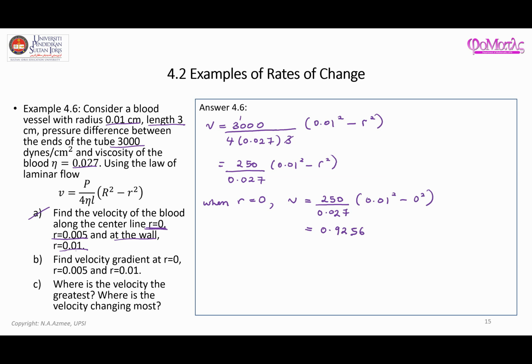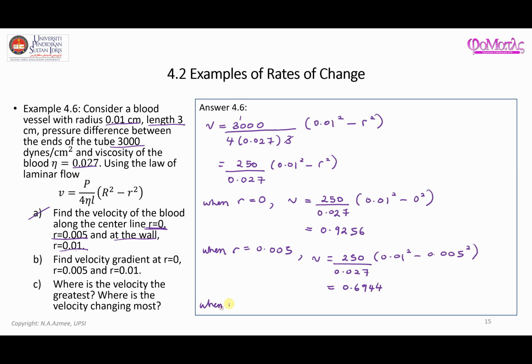Okay, next, when r is 0.005, v will be 250 over 0.027, times 0.01 squared minus 0.005 squared, repeating the same procedure, and then you will get that the answer is 0.6944.